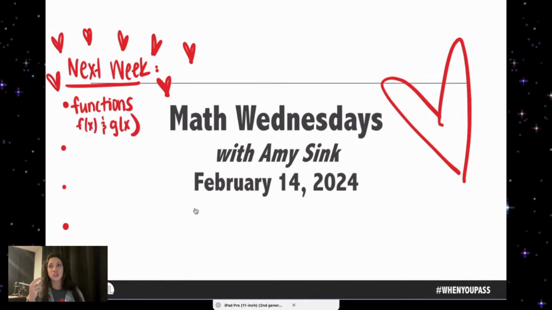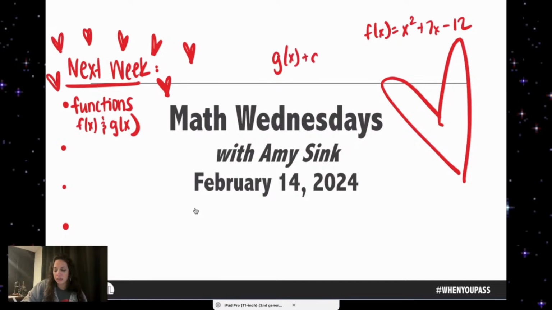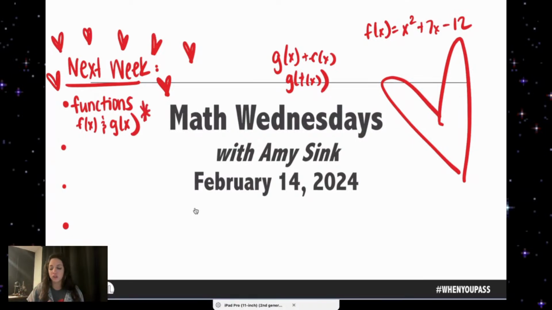Do you want to factor them? So I give you something like f of x equals x squared plus 7x minus 12 and you factor it? Do you want me to do something like find g of x plus f of x or g of f of x? Do you want me to graph them? What do you want me to do with those functions? And that'll help me better understand where you're going with that. But yes, I can absolutely do a problem on functions.